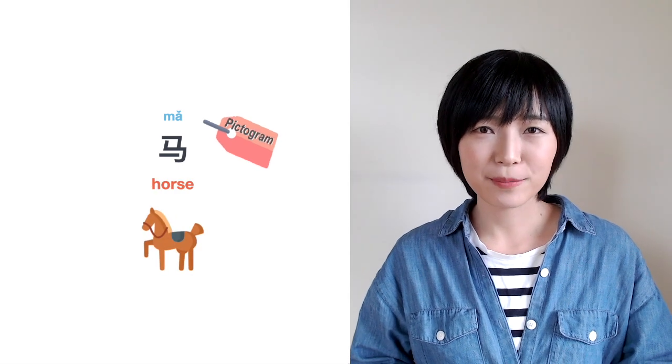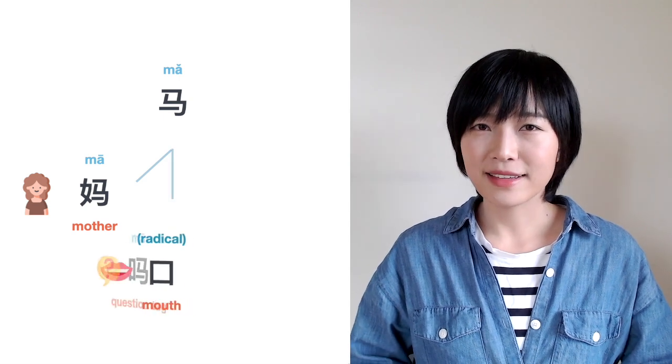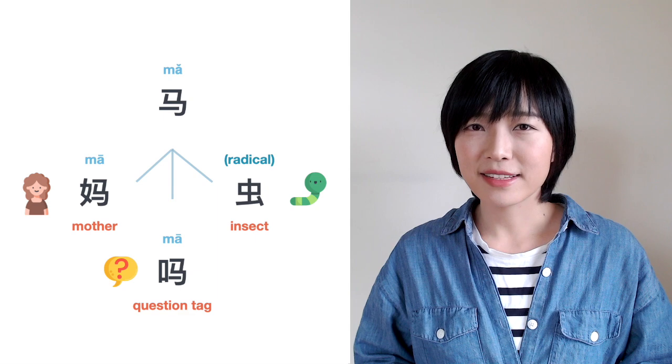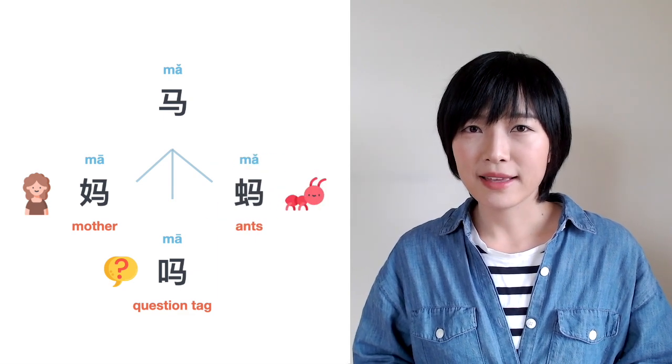The character 马 is a pictogram character meaning horse. It has been borrowed as a phonetic component to create new characters. We can add the woman radical and get the new character 妈, meaning mother. We can add a mouth radical and get 吗, meaning question tag. Or we can add an insect radical and have the word 蚂, meaning ants.